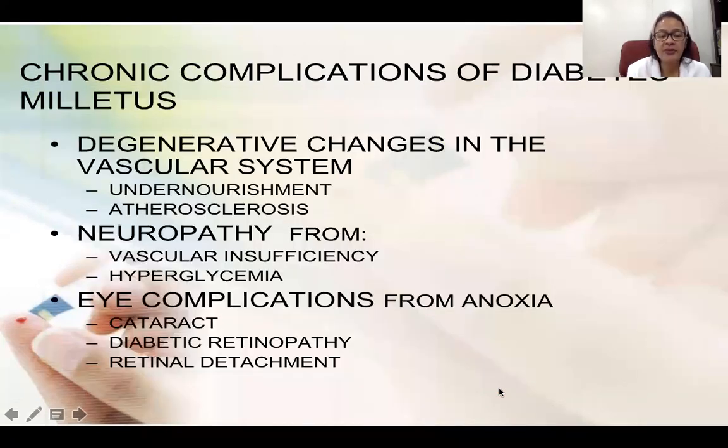So I've mentioned already the long-term complications of your diabetes. It affects almost all of the organs, so it can lead to degenerative changes in the vascular system, in the nervous tissues, in the eyes. So these could be the complications of your diabetes mellitus.